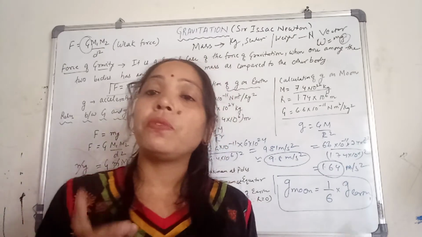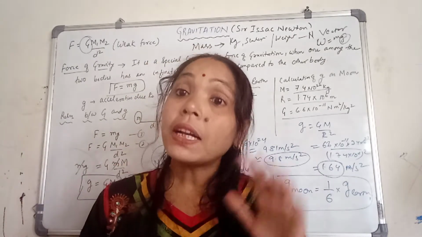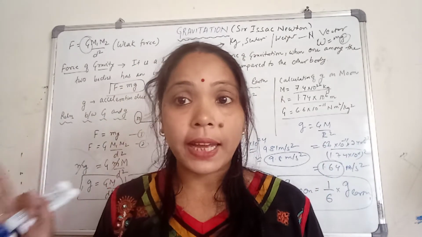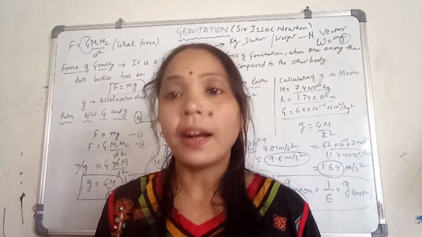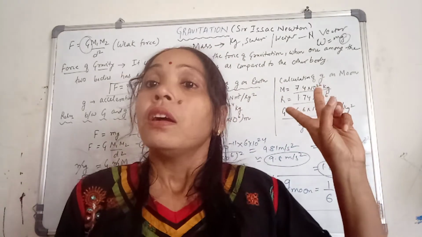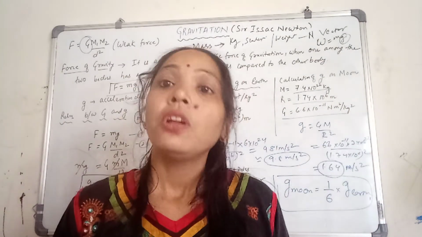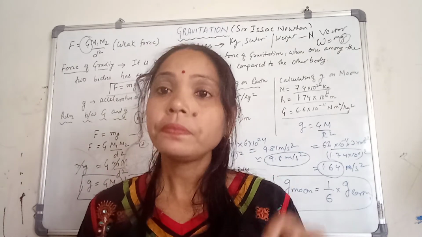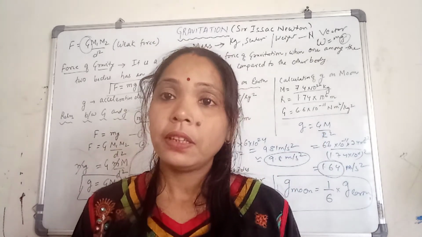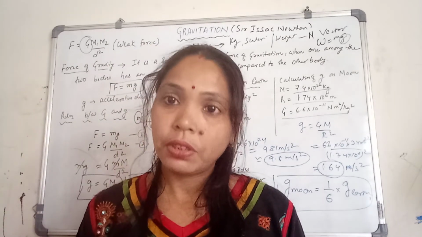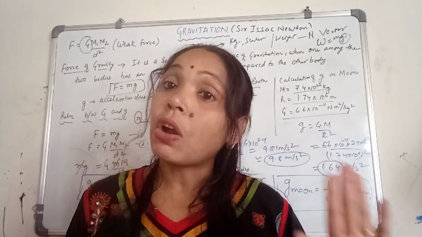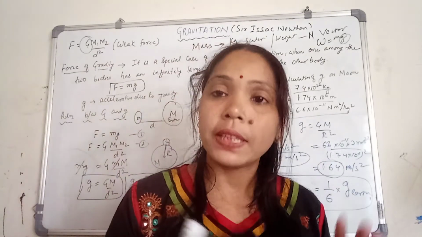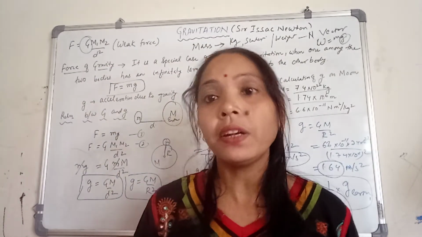So what are the differences between mass and weight? Mass is the amount of matter contained in a body. Weight is a force exerted on the body by the earth. Second point, mass is measured in kg. Weight is measured in Newton. Third point, mass is a scalar quantity. Weight is a vector quantity. Fourth point, mass cannot be 0. Weight can be 0. These are some differences between mass and weight.